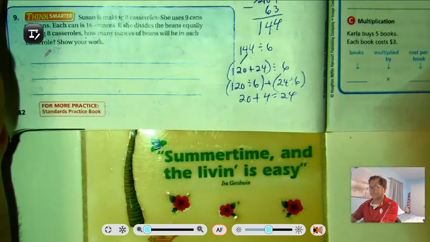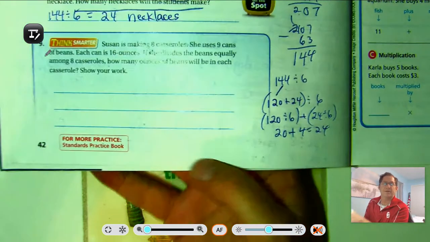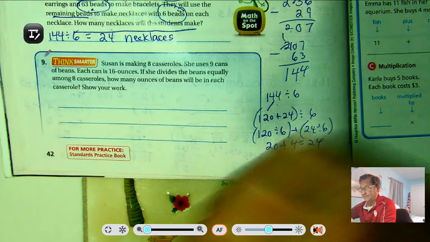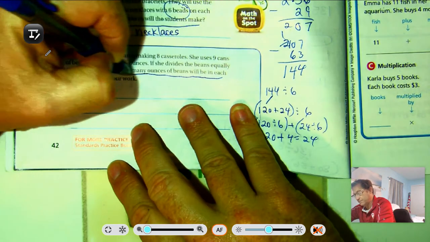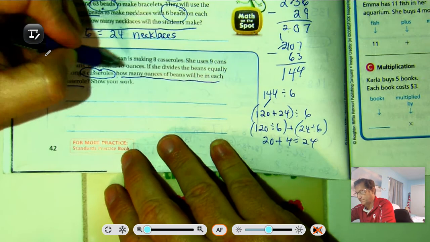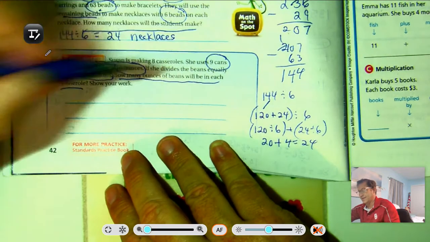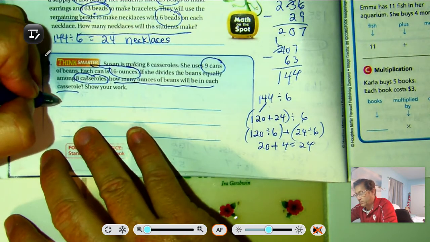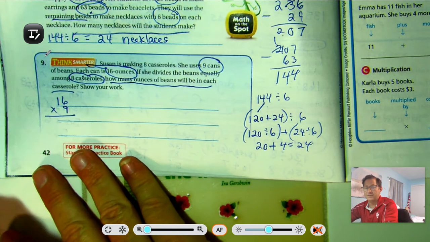And the last question. Susan is making 8 casseroles. She uses 9 cans of beans. Each can is 16 ounces. If she divides the beans equally among 8 casseroles, how many ounces of beans will be in each casserole? Well, that's our question. She wants to make 8 casseroles. Each can is 16 ounces, and she uses 9 cans. So first, 16 times 9. That'll tell us how many ounces of beans.